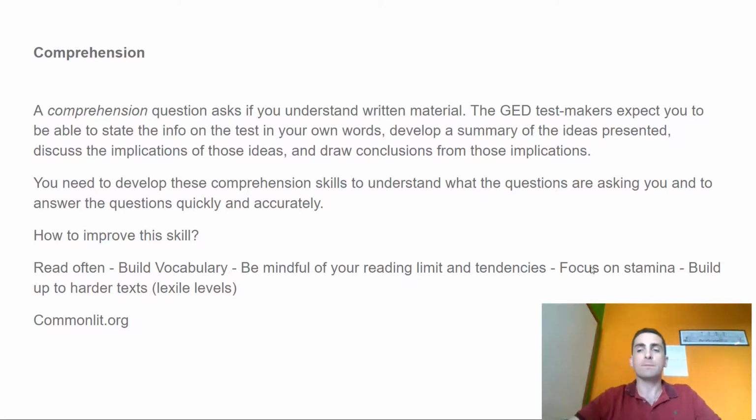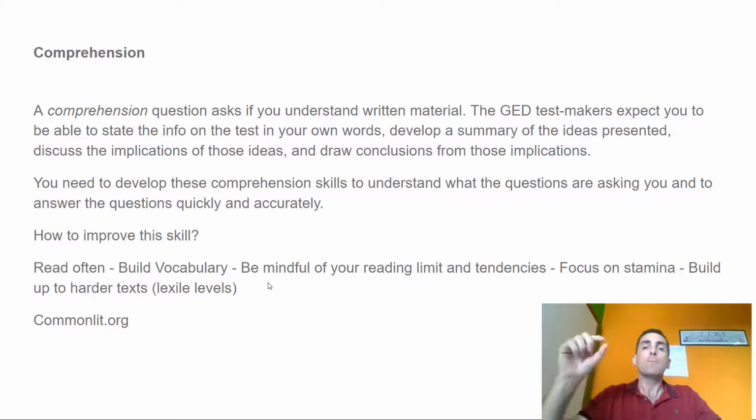So practice. Also, as I said earlier, build up to harder texts, and this relates to what are called Lexile levels. As you will see in Common Lit, just look for the Lexile level beside the passage. The higher the Lexile level, the higher the level of comprehensibility, so the more difficult it is to understand. You'll see that a grade 9 article has a lower Lexile level, and that's just a number, and then grade 12 will have a much higher Lexile level, like way over 1,000.